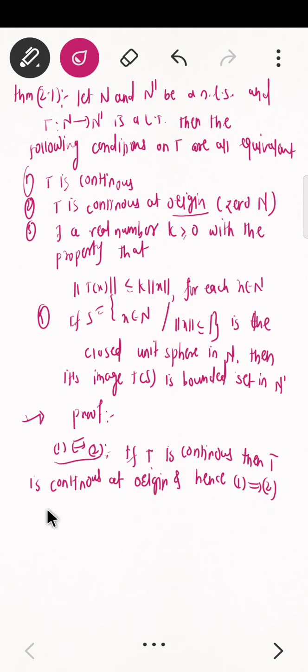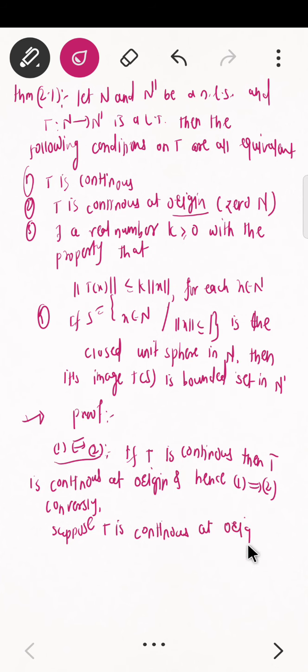Now we are going to show the reverse implication, 2 implies 1. Conversely, we suppose T is continuous at the origin. What is our target? The target is to prove that T is continuous. Now we know the sequential property for continuity.